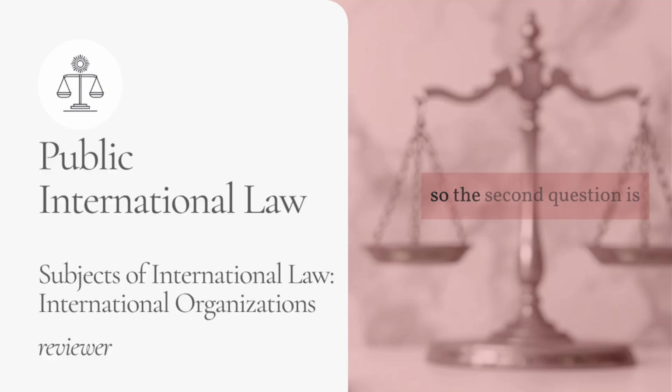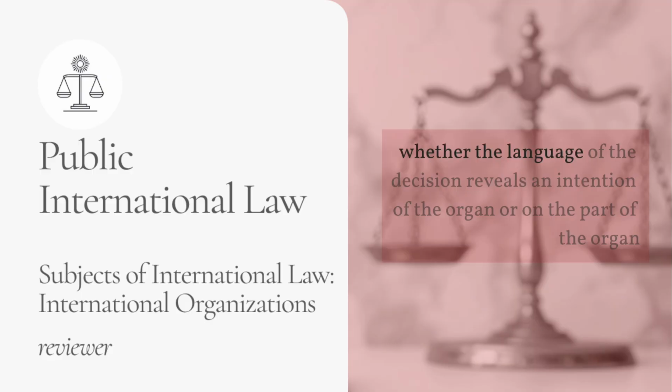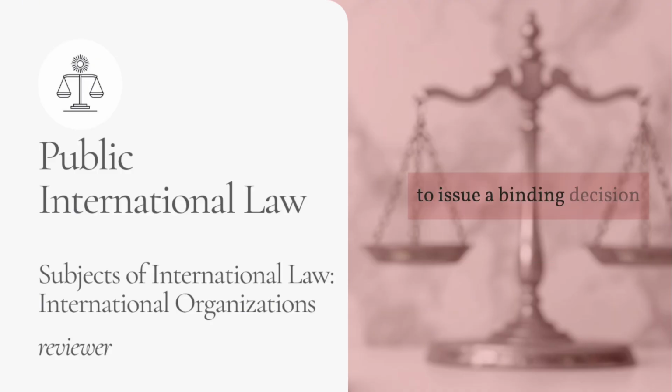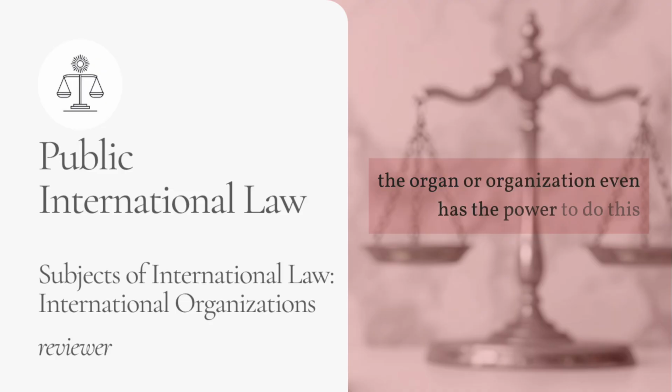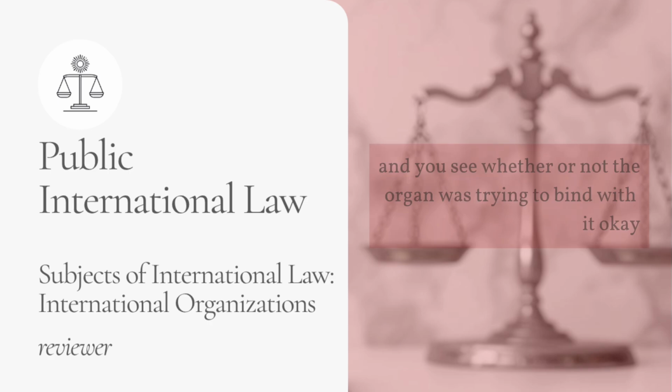The second question is whether the language of the decision reveals an intention on the part of the organ to issue a binding decision. So first thing you look at is whether or not the organ or organization even has the power to do this. Second, you look at the text of the decision and you see whether or not the organ was trying to bind with it. Okay?